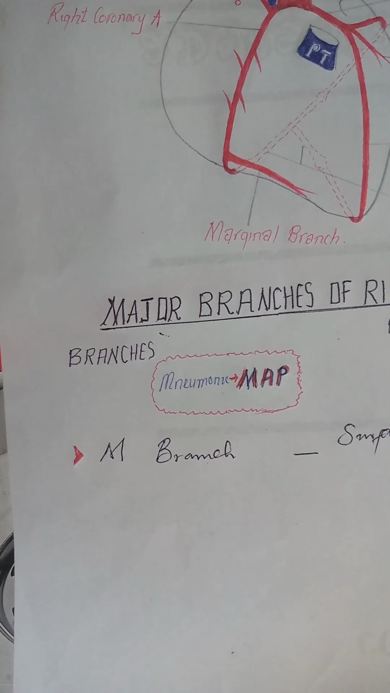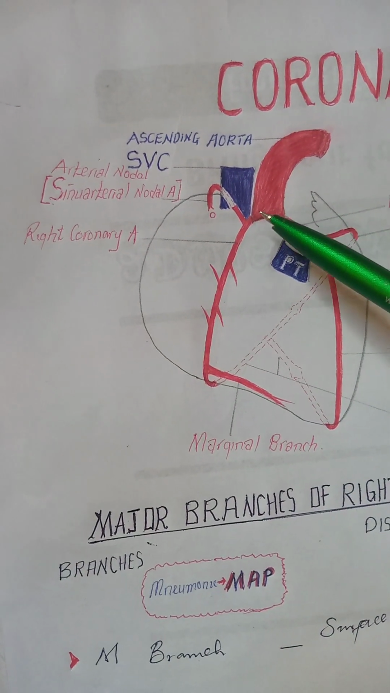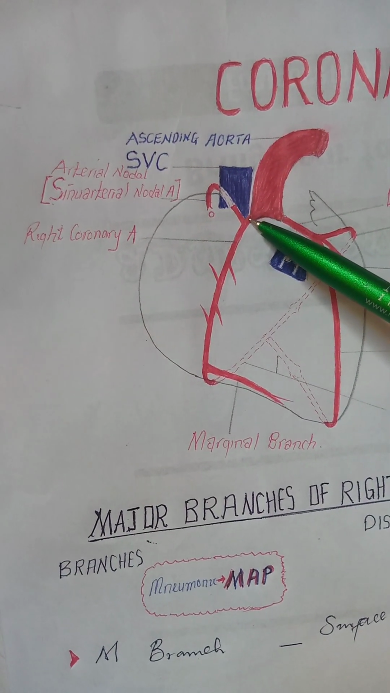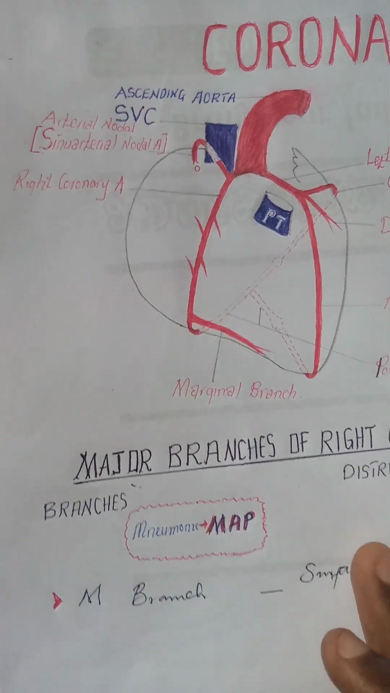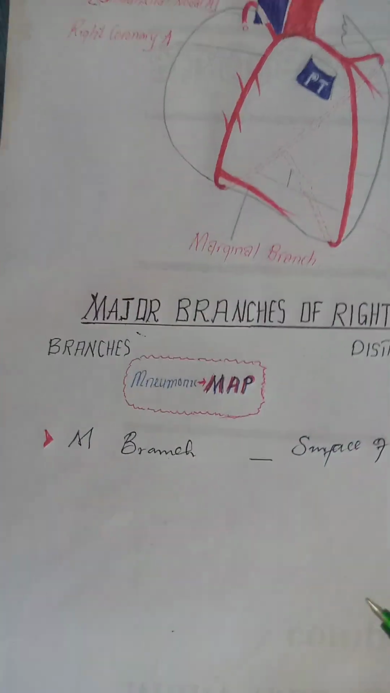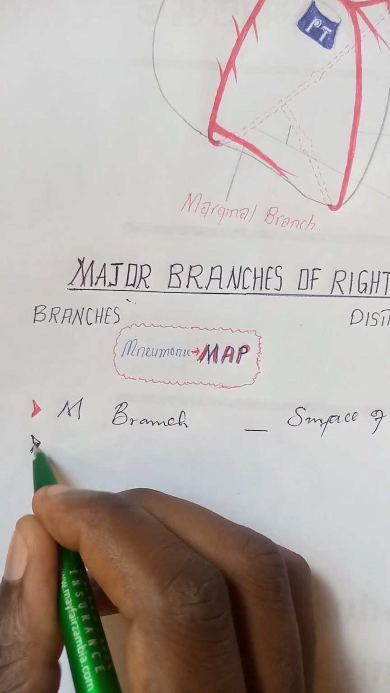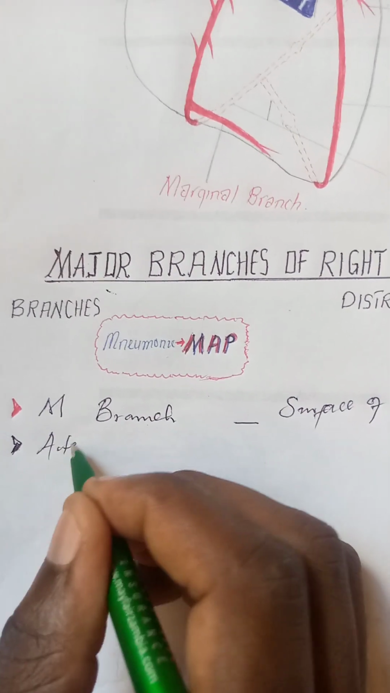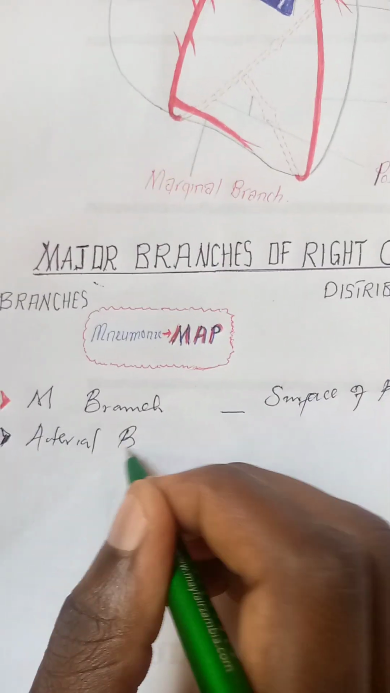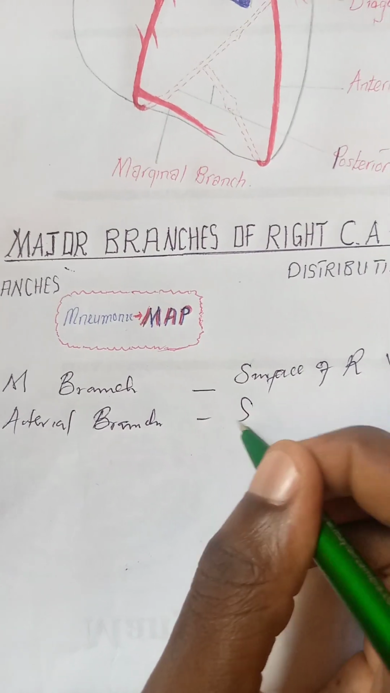Then we talk about the next one, the arterial nodal branch. This is basically the first branch of the right coronary artery. What does this branch supply? This is our interest. Let me write it here so that it makes sense. This is the arterial branch, and basically this one supplies the SA node.